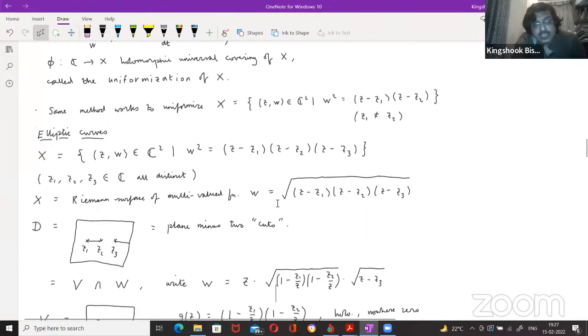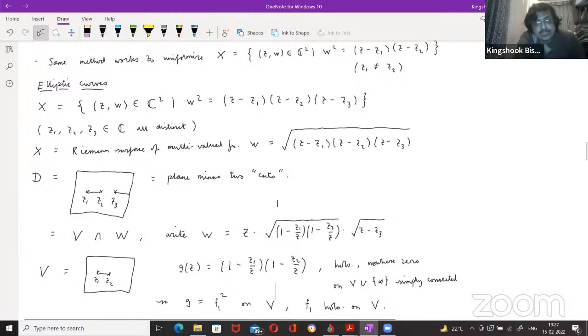So now we come to elliptic curves. So instead of looking at an algebraic curve w squared equal to a quadratic polynomial in z, an elliptic curve is given by looking at the algebraic curve w squared equal to a cubic polynomial in z, so with roots z1, z2, and z3, which I assume are all distinct. So now we can do the same thing that we did in the previous example. We look at the Riemann surface of this multivalued function, w equal to the square root of this cubic polynomial.